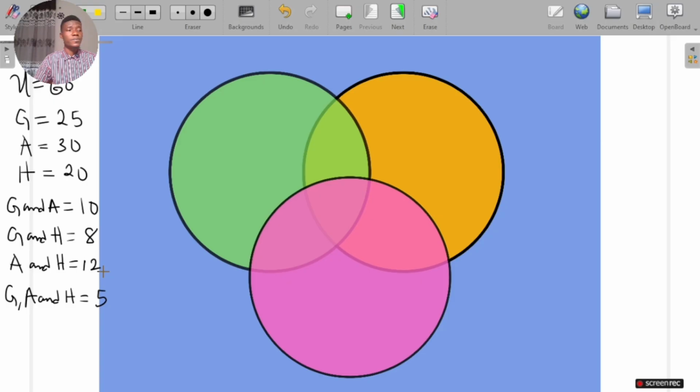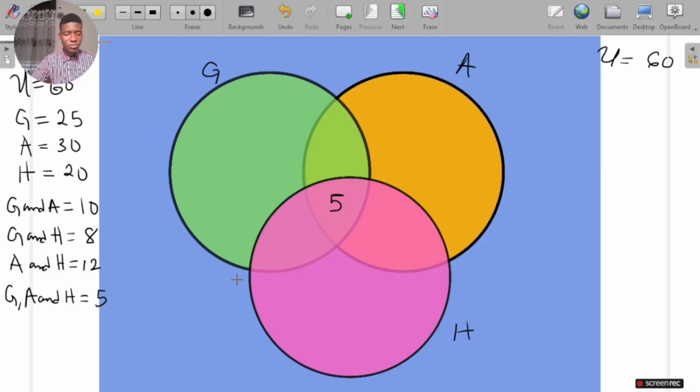So how do you solve a problem like this when you're asked to find the number of students that listen to only gospel, only Afrobeat, only hip hop, and also the number of students that listen to none of these kinds of music? So let's name our sets. This is the universal set. Let this be our gospel. Let this represent Afrobeat, and let this represent hip hop. Now, let's start from the center, that is the center 5.